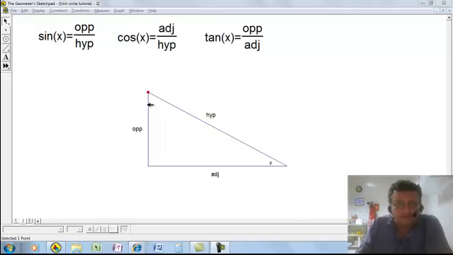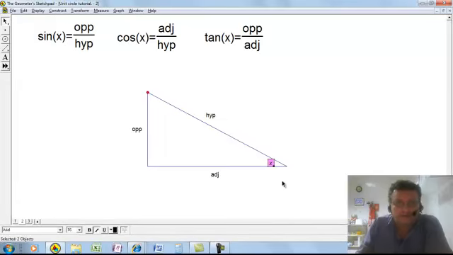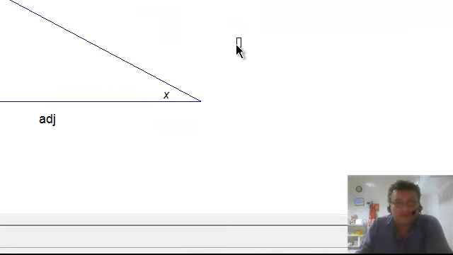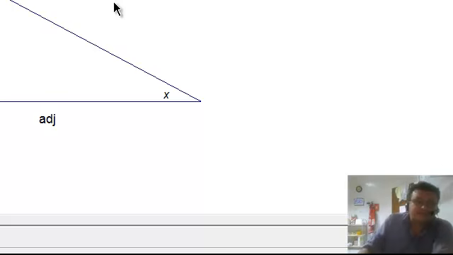Now, you'll remember if I have a right angle down here, and if I select an angle, like this one here, x, then this side is the opposite, this side is the adjacent, and the longest side is the hypotenuse. And we have defined since grade 9 the sine of that angle to be the length of the opposite side divided by the length of the hypotenuse. And we defined the cosine of the angle to be the adjacent side divided by hypotenuse, and the tan of the angle opposite divided by adjacent. I'm hoping you all remember that.